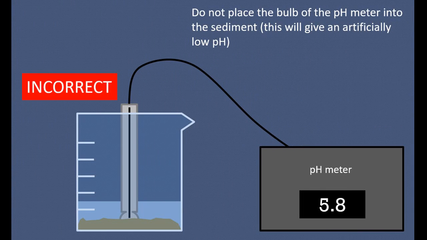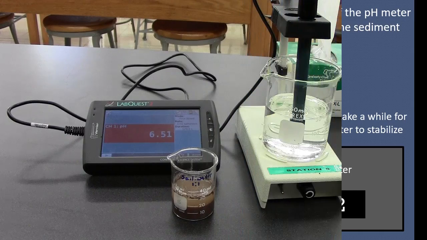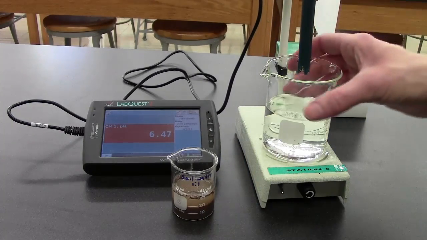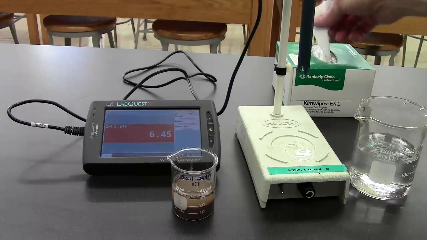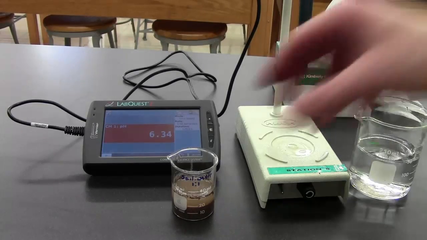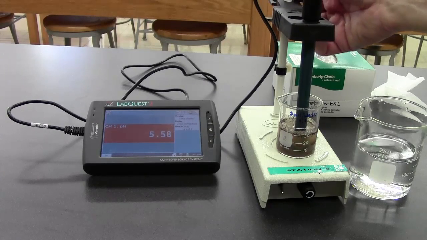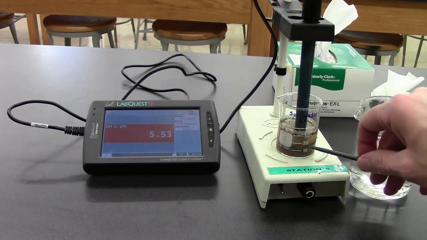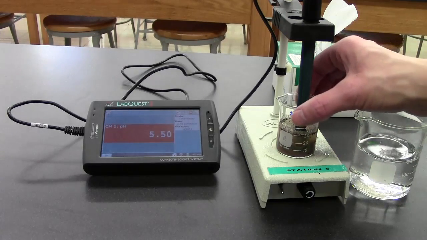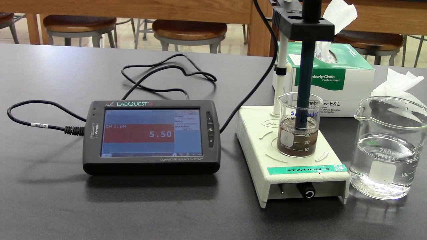When using the pH meter, it's important not to place the pH probe directly in the sediment. Instead, keep the bulb of the probe in the solution and above the sediment. Make sure the pH probe is clean. Wipe the outside of the probe, but not the bulb. Then place the probe into the solution, keeping the bulb out of the sediment. It may take several minutes before the pH reading is stable.